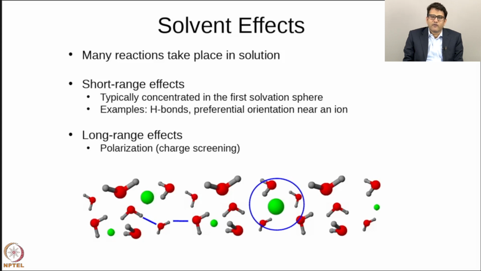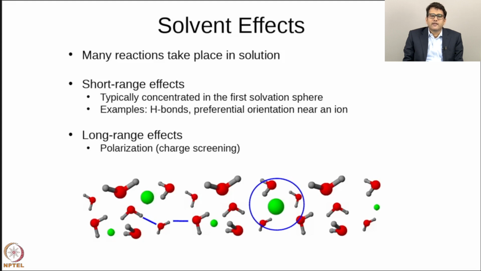There can be two ranges of effect which you can separate out. One is the short range effect, typically concentrated in the first solvation sphere. Examples are hydrogen bonds, potential orientation near an ion, and some charge transfer kinds of interactions. They are generally concentrated in the first solvation sphere. So, how you treat the molecules in your first solvation sphere is actually of primary importance.